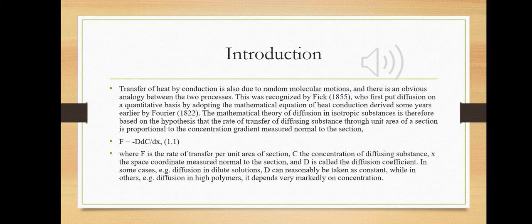As you can see here, F is the rate of transfer per unit area of section, C is the concentration of diffusing substance, X is the space coordinate measured normal to the section, and D is called the diffusion coefficient. In some cases, for example diffusion in dilute solution, D can reasonably be taken as a constant, while in other cases, such as diffusion in high polymers, it depends very markedly on concentration.